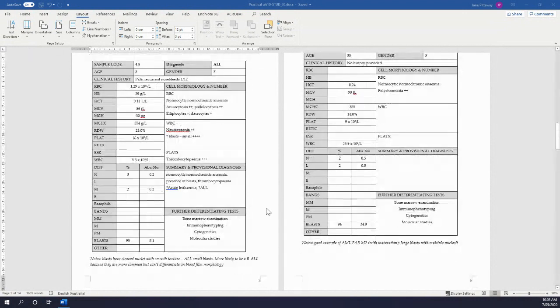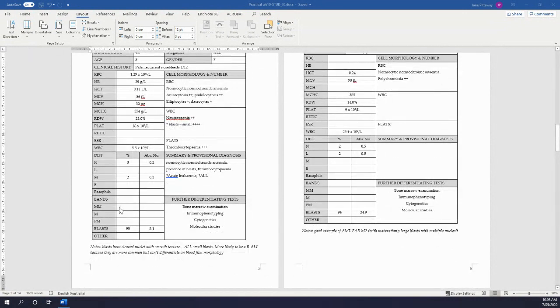So the thing to look for here is the fact that the blast count is so high, and this is the case with acute leukemias, that the majority of the cells that you see in the peripheral blood are blast cells. It doesn't happen in 100% of cases, but it happens in the majority of cases. And so you can see here that the majority of these cells are blast cells, and this is what tells you that you have an acute leukemia.